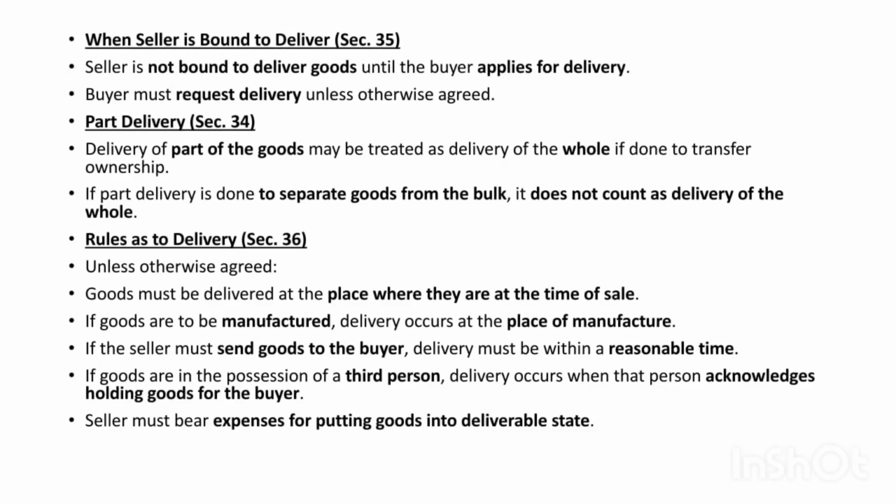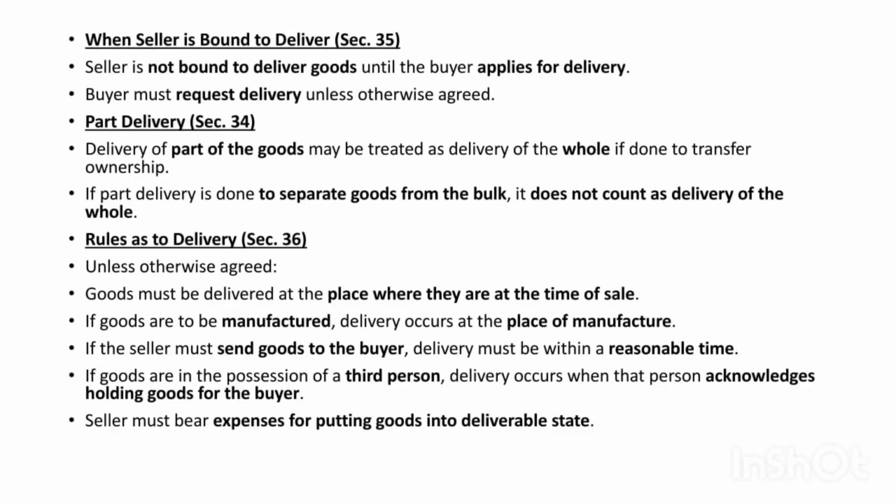Then the rules as to delivery, section 36. These apply unless otherwise agreed. The first one is place. Goods must be delivered at the place where they are at the time of sale. For example, you buy a car from a showroom in Kochi. The seller need not bring it to Malapalli. You must collect it from Kochi.